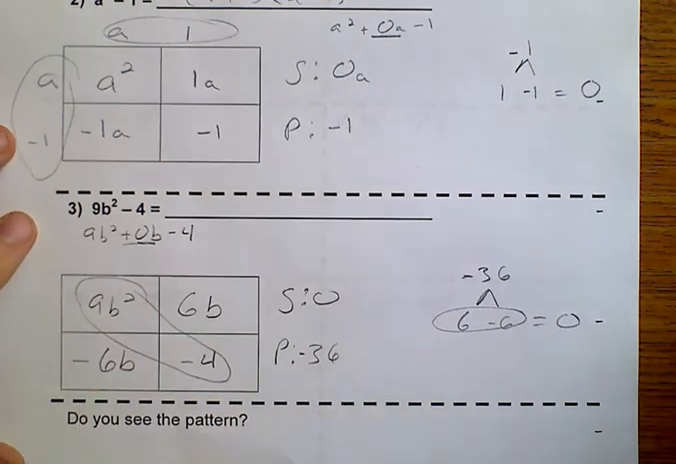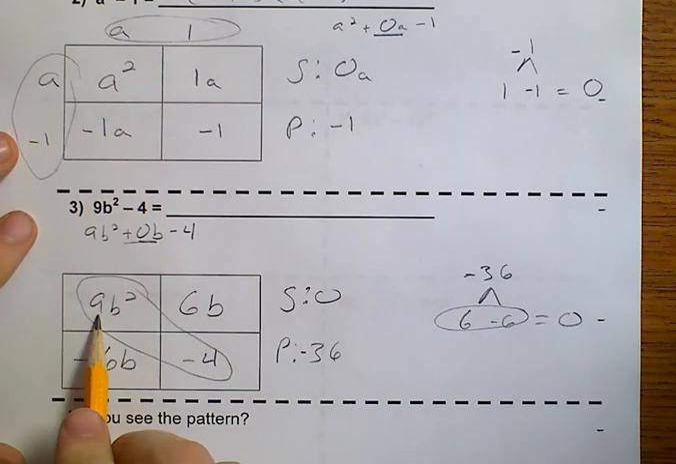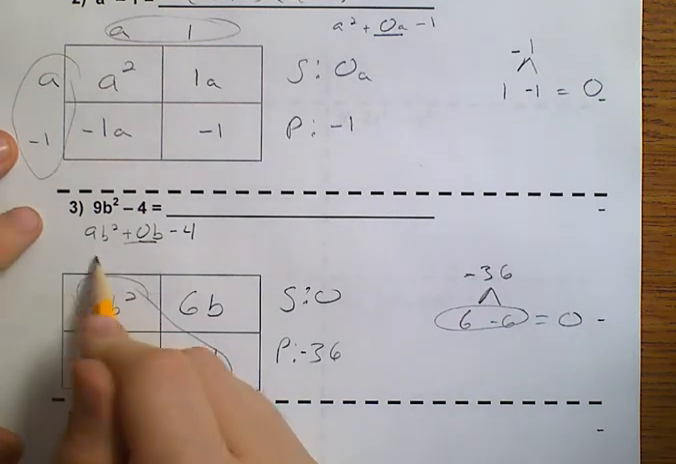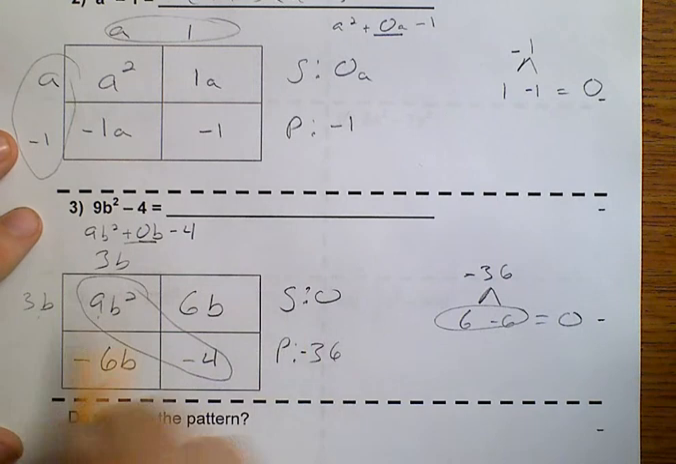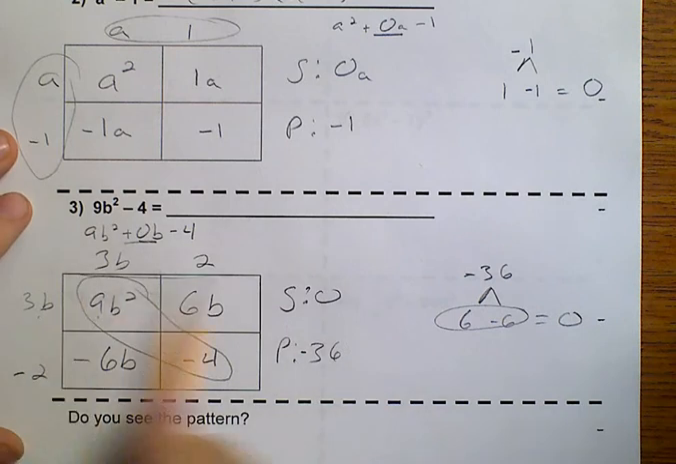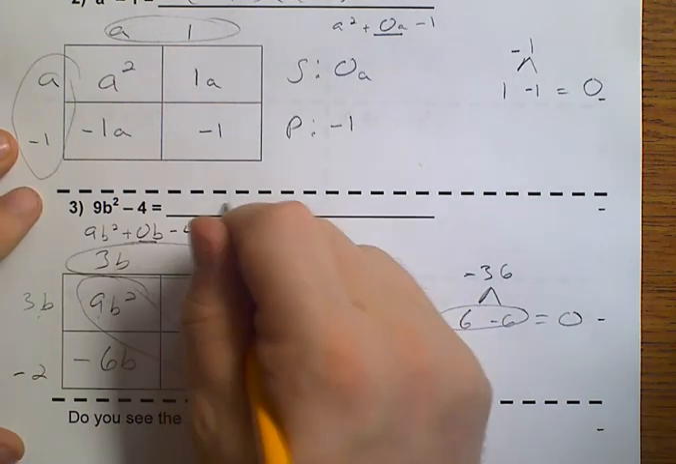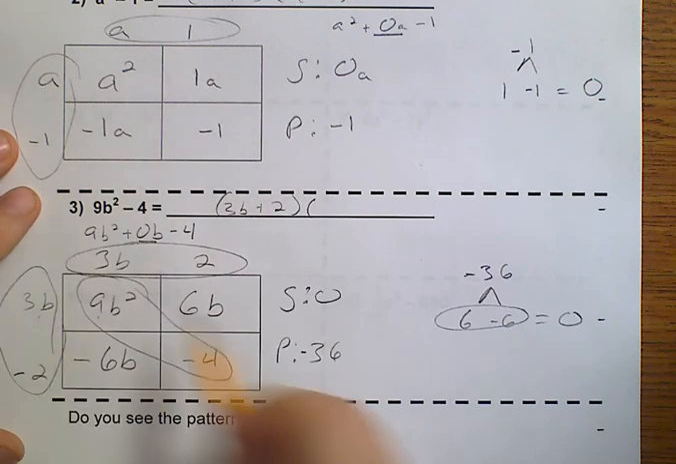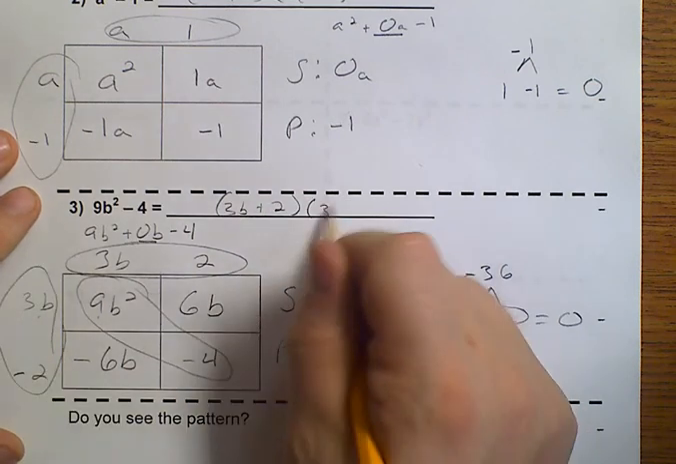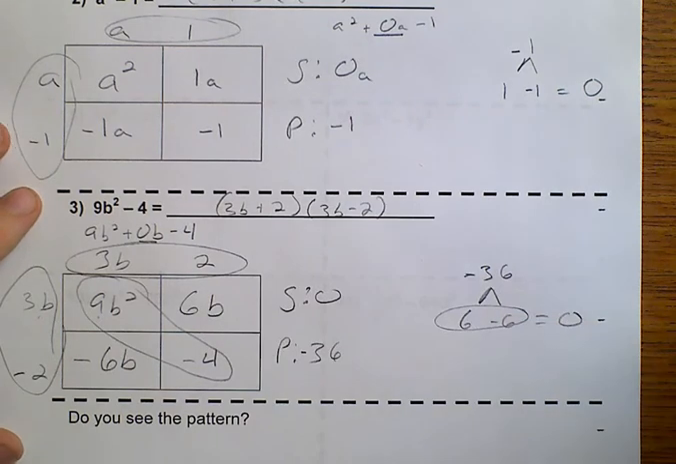And let's take a look. Well, to get 9b squared, I can do 3b times 3b. And 3 times 2 gives me 6. And 3 times negative 2 will give me negative 6. So here I have 3b plus 2 and 3b minus 2. So that's what we've got.